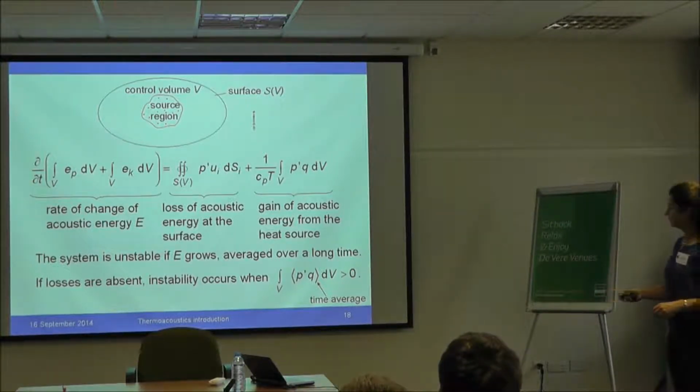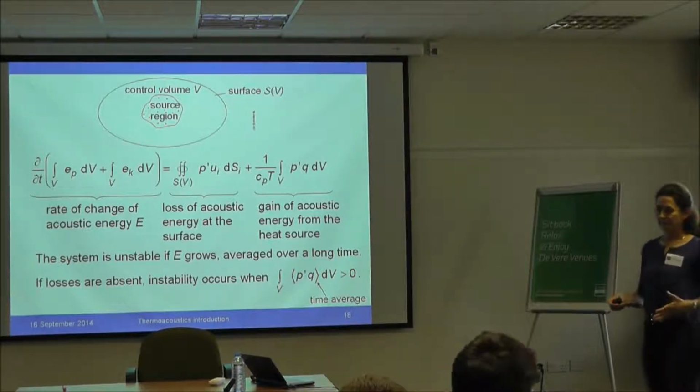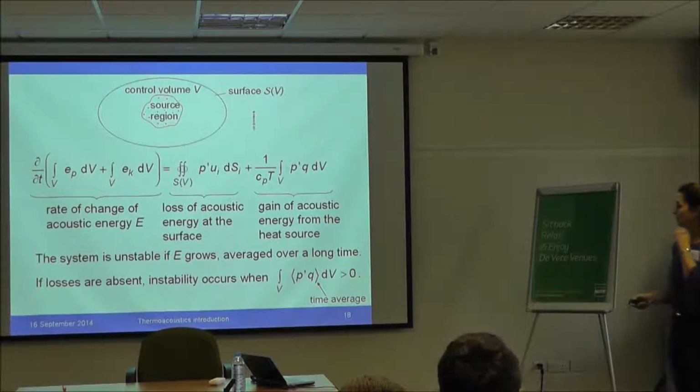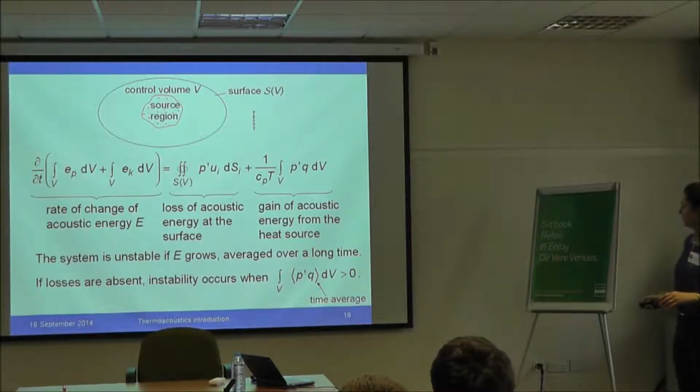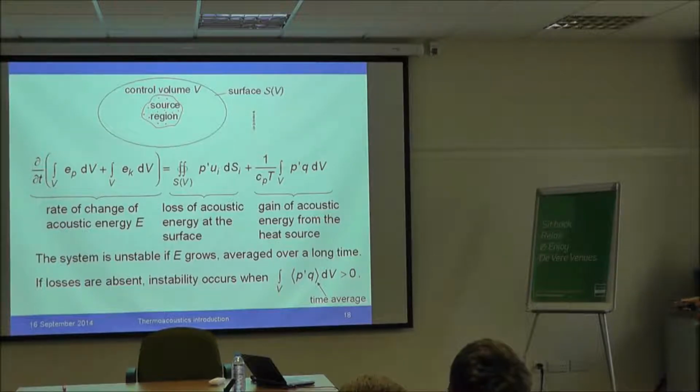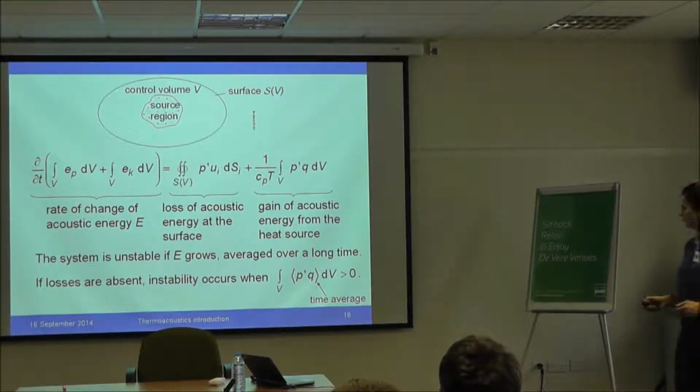Right. So this energy balance tells us that we have an instability if the energy keeps on growing in the long term, or averaged over a long time. If losses are absent, we can say that an instability occurs if this integral, where the product P times Q is taken as a time average, is greater than 0.